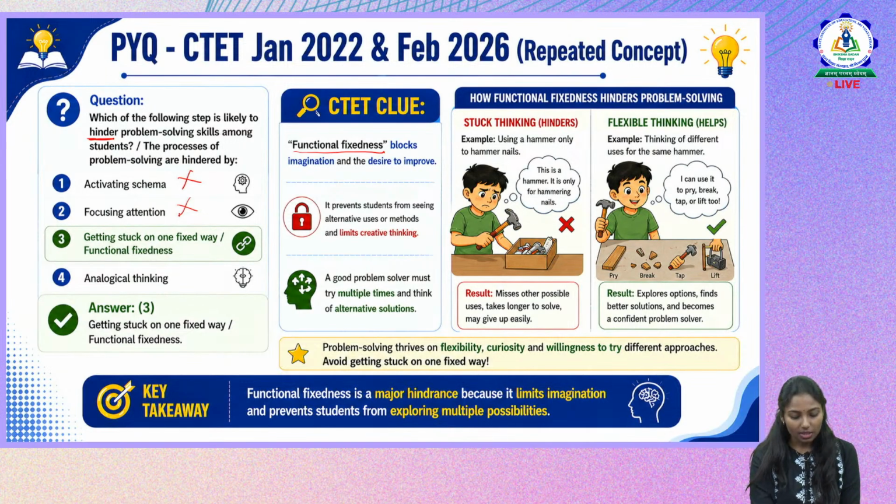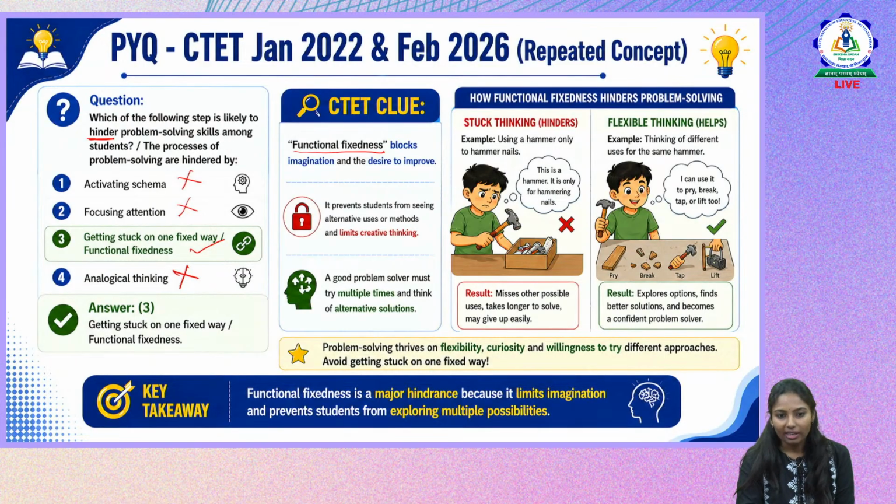Okay. The next option is getting stuck on one fixed way or functional fixedness. This is the right option that we have discussed. As I told you, it is a space where you don't know how to solve a problem. It's like you're stuck in between that. The name itself says functional fixedness. That's the option. And logical thinking, as I told, it's also a process of problem solving. So this is also not a right option. So you can eliminate the option and you can select the right option. So as I told you, functional fixedness is like you block your own imagination. It happens.